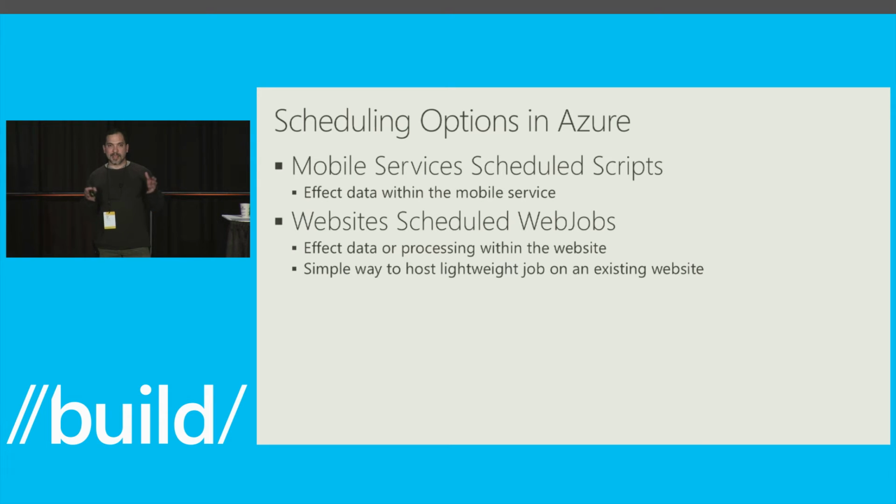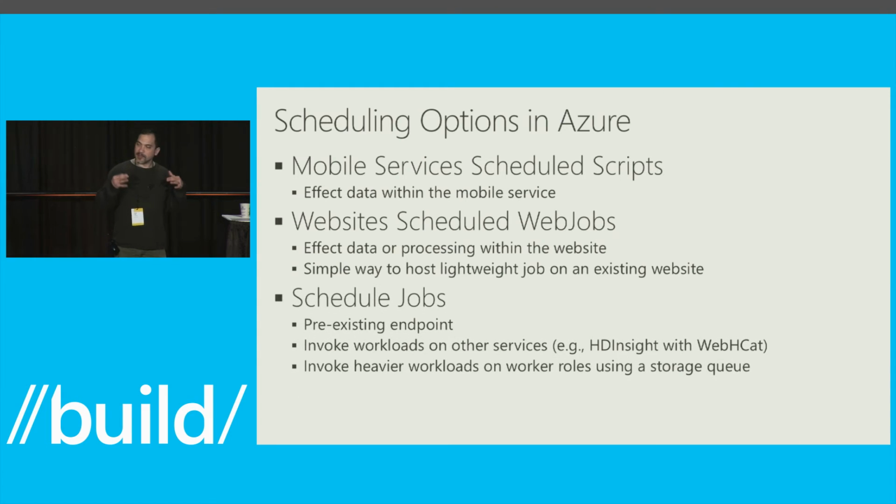So if you already have a website and you have some script that you want to run, it may not necessarily be associated with that website, but it's a really easy way to host your script or your code. You don't have to bring up 10 worker roles or a VM to make that happen. The web jobs has a nice SDK, so you have a nice programming model for being able to describe your web job.